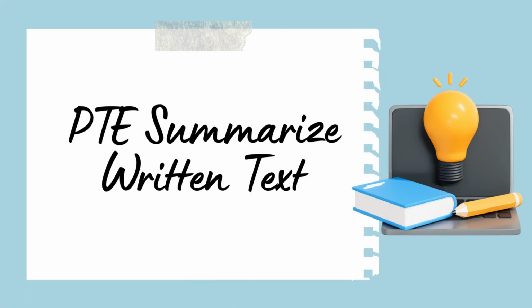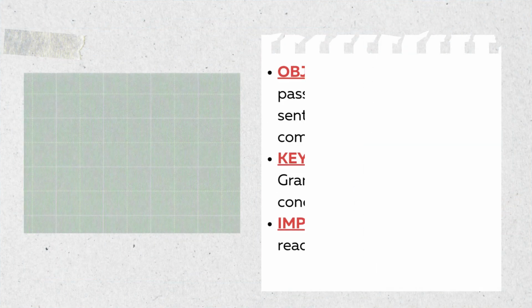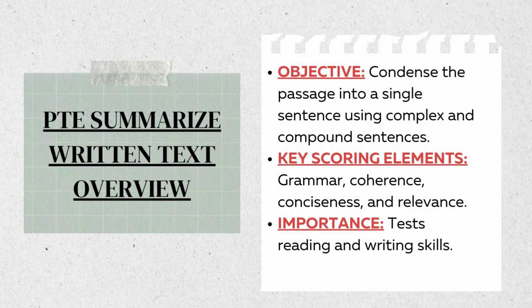Now let's understand what is PTE Summarize Written Text. The PTE Summarize Written Text task challenges you to condense a passage into a single sentence, using complex and compound sentence structures. The key scoring elements focus on grammar, coherence, conciseness, and relevance, ensuring that your summary captures the main idea clearly and accurately. This task is crucial as it tests both your reading and writing skills, requiring you to understand the passage fully while conveying its essence in a concise yet comprehensive way. It's an important skill to master for success in the PTE exam.